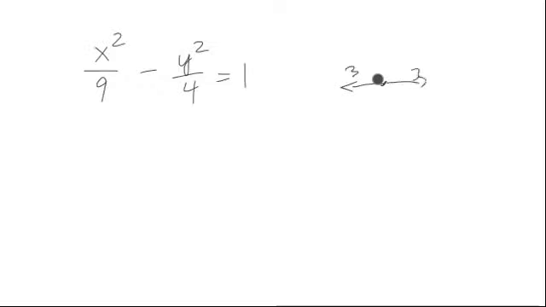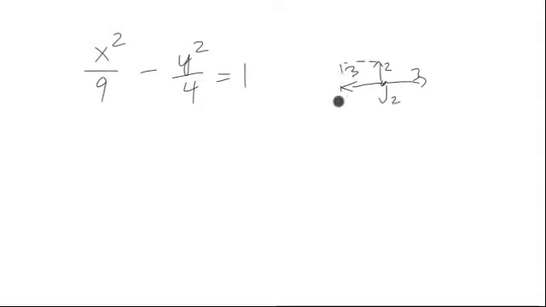Here's an example. What if we had something like x squared over 9 minus y squared over 4, and that's equal to 1. Well, if this were an ellipse, so you would have a plus if it were an ellipse, then we'd have centered at the origin, notice, and we would be going in the x direction 3 both ways, and in the y direction we'd be going up 2, square rooting 4 and square rooting 9.